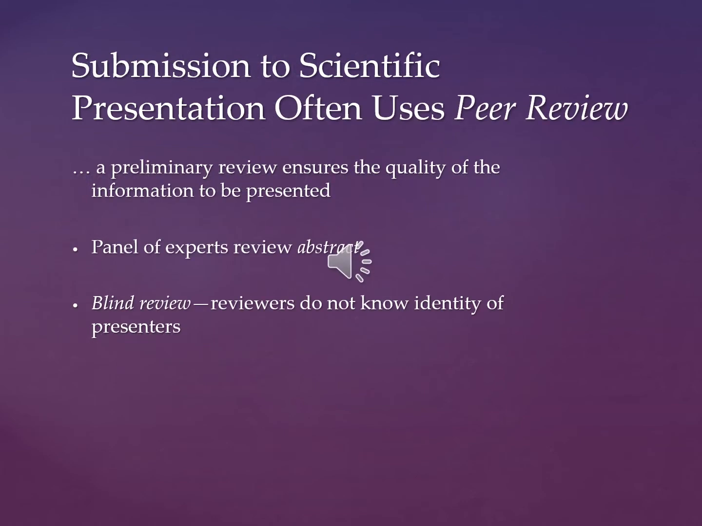Scientific presentations often use peer review. This is a preliminary review that ensures the quality of the information to be presented. They want to make sure you're presenting accurate information. A panel of experts sometimes reviews your abstract, which is a very summarized version of what you'll be discussing in your presentation. Often, it's a blind review where reviewers do not know the identity of the presenter or presenters, so there could be less bias in this regard.